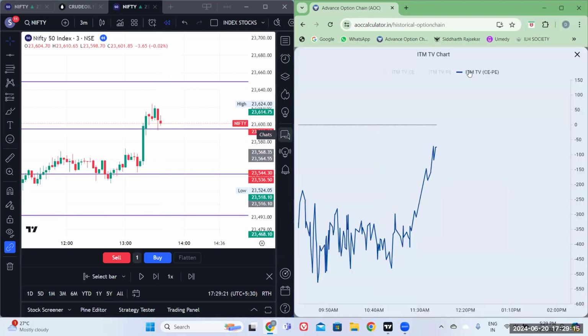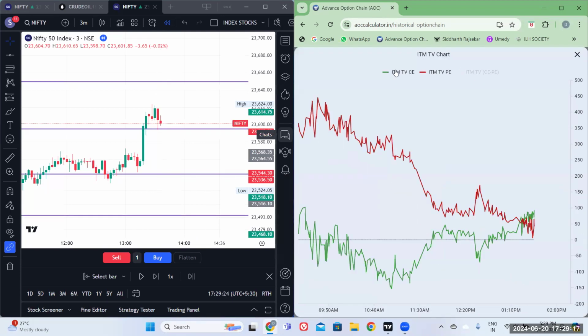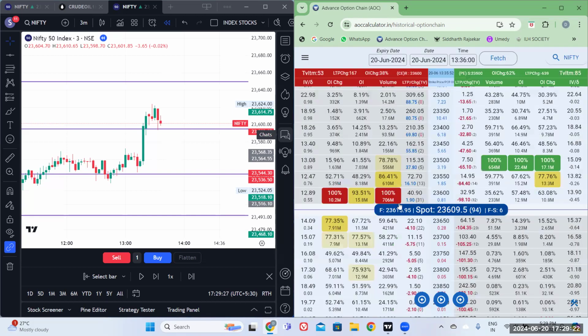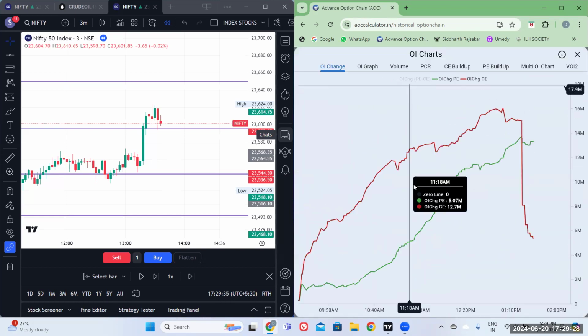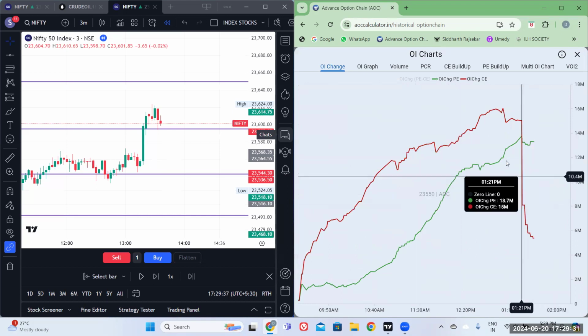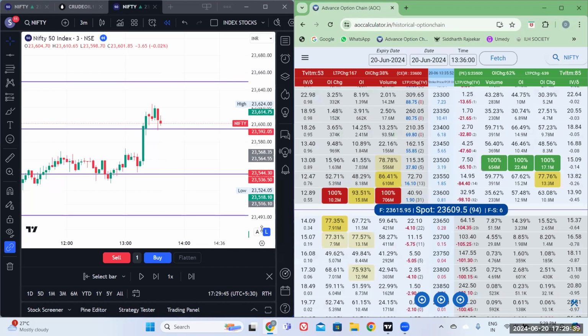Did I see this? Now let me find, no, this is in the sideways, so this does not give any directional information. And OI change, did I see? Yes, the call writers have dropped drastically and put writers are just trying to hold. So with this context, taking a call here was making sense.